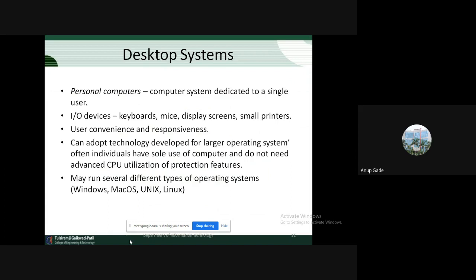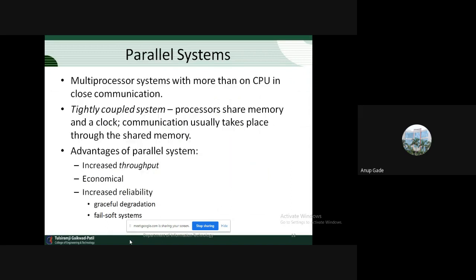Often an individual user has limited use of a computer and does not require advanced or high-end CPU utilization or protection features. A single user system can run many operating systems, many versions of operating system, right from the Windows family to Mac, or even Unix or Linux or even Solaris. So a variety of operating systems are available, and all these systems are easy to use.